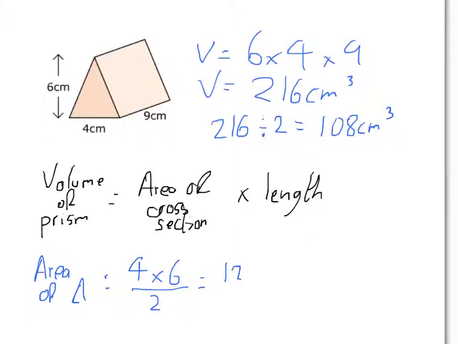So the volume of this prism is equal to 12 times by the length of this prism, which is 9. So 12 times 9, which is also 108 centimetre cubed. Now that works for any prism. So if you're asked to find the volume of a cylinder, then you'd find the area of the circle at the end and times it by the length.